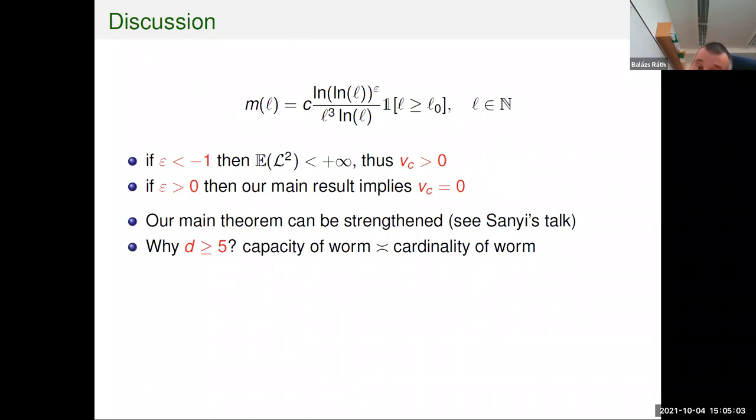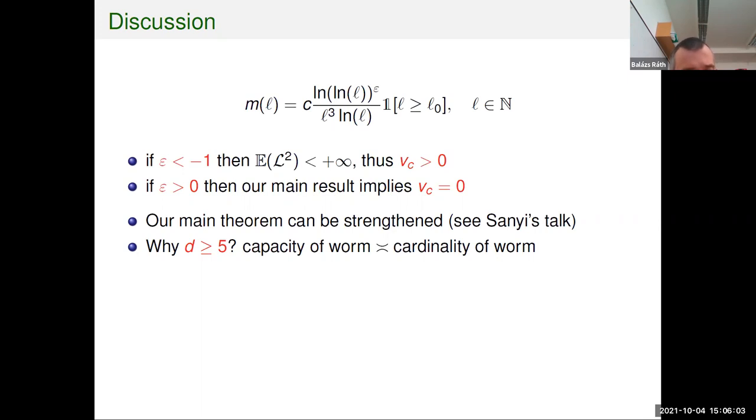Let me just say one word about why we need dimension greater than or equal to 5. The short answer is that if the dimension is at least 5, then worms are going to be well behaved. The capacity of a worm is going to be comparable to the cardinality of a worm, but Shani will talk more about that. Intuitively, a worm, the trace of a random walk, is a two-dimensional object. This is very poetic, but the trace of a random walk is a two-dimensional object. And if you want your model to behave like the branching process approximation, then you certainly want worms to avoid each other as much as they can.